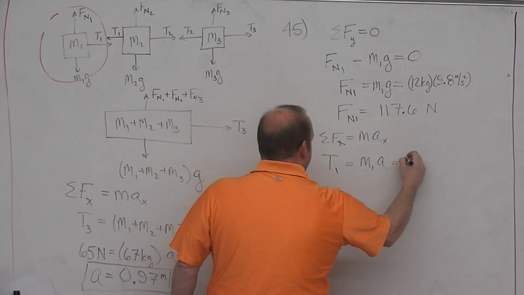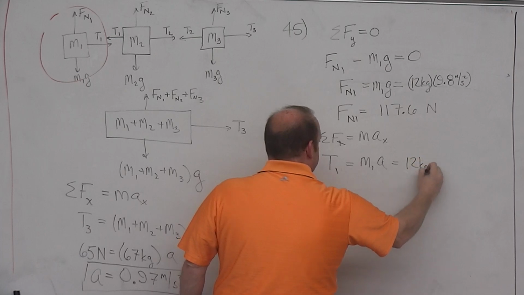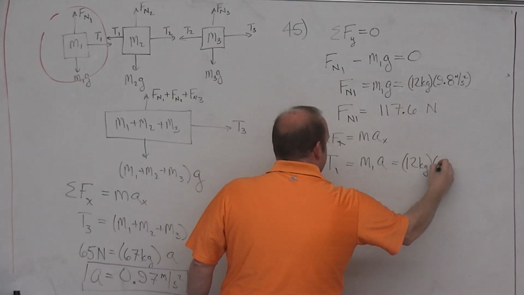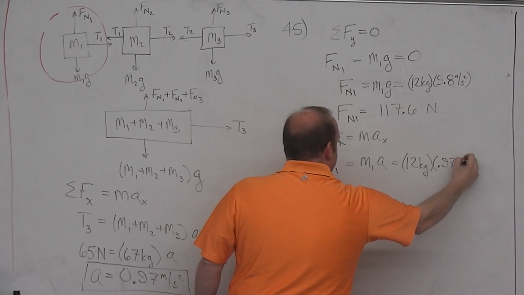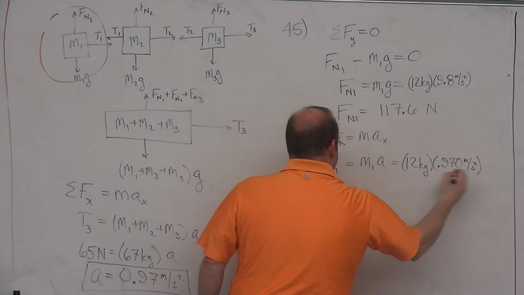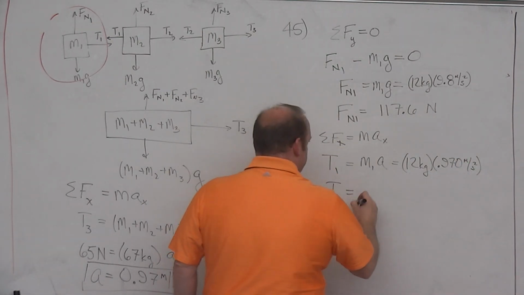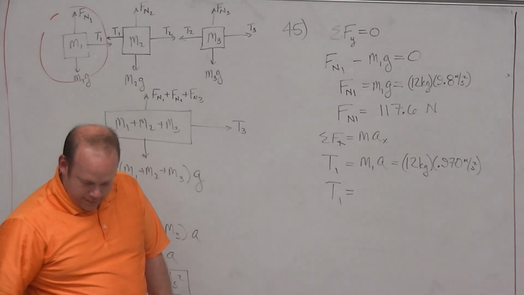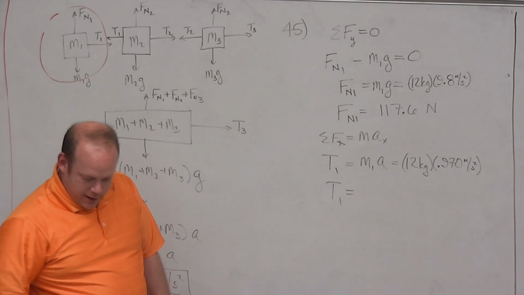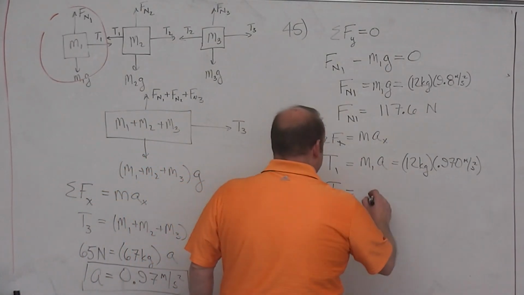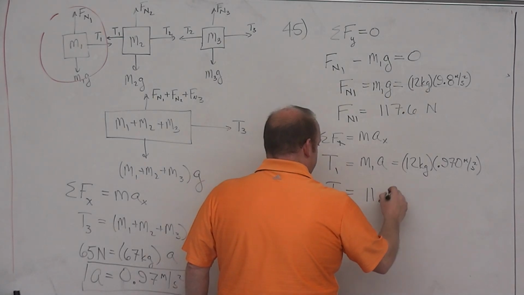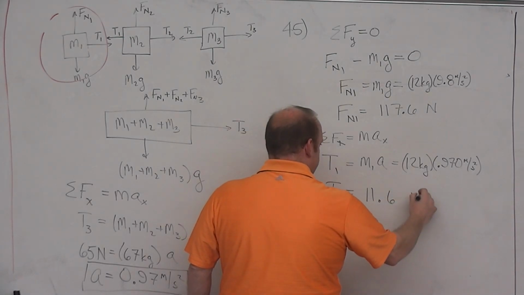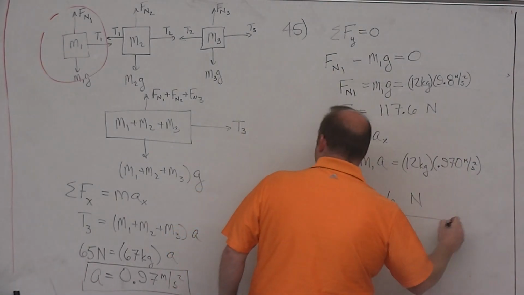So now, I solve for T1. I know that m1 is equal to 12 kilograms. I plug in that 0.970 meters per second squared. And so T1 is equal to, I keep all the digits in my calculator, 11.64, I'll say 11.6 newtons. Okay.